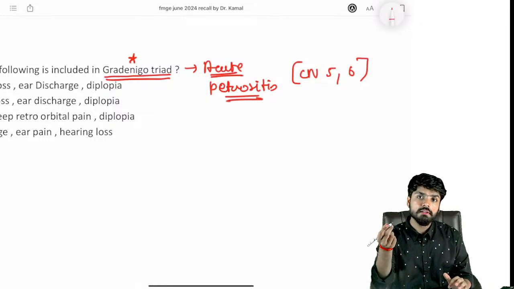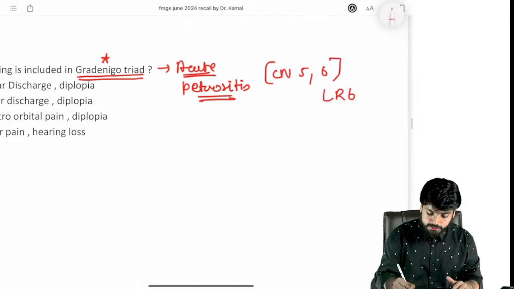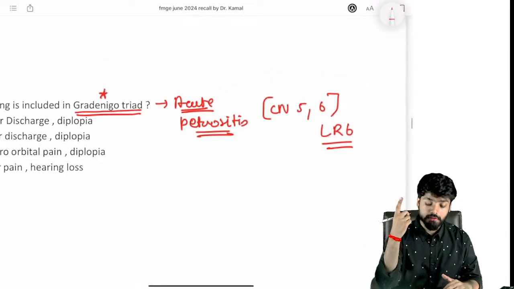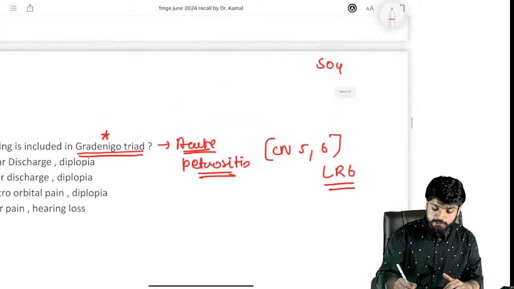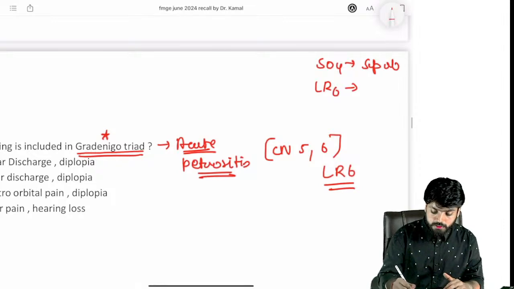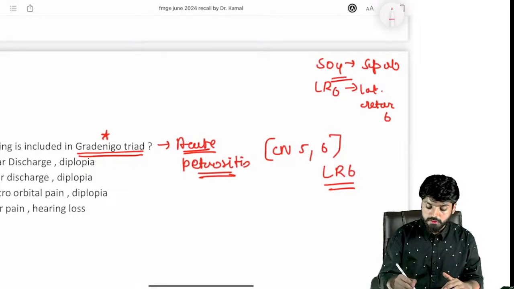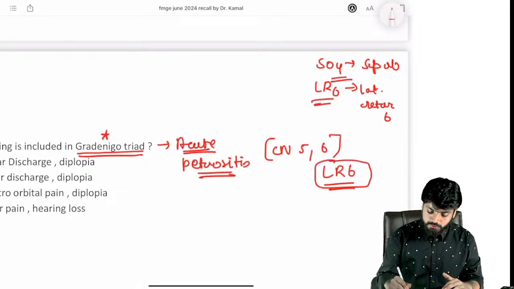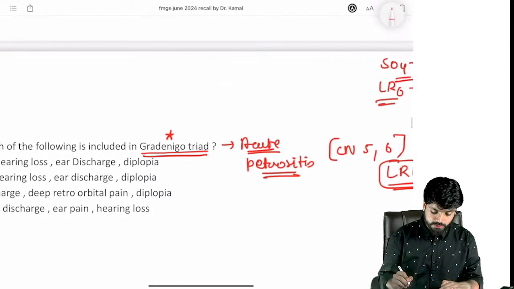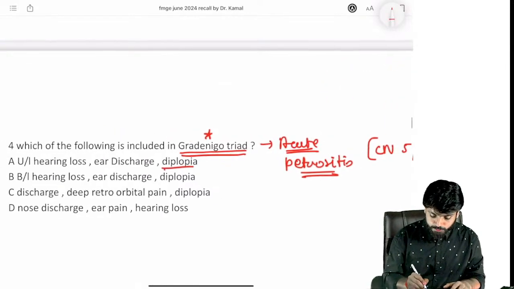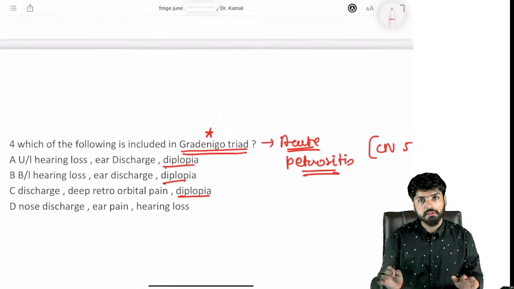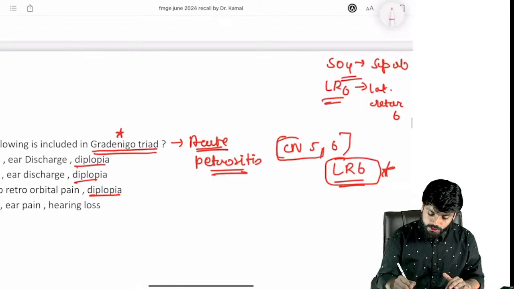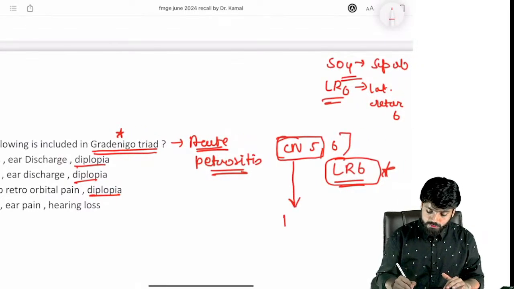Cranial nerve 6 is LR6. Remember the ocular muscles? We remember it like SO4, LR6. That is, the superior oblique is supplied by cranial nerve 4, and the lateral rectus by cranial nerve 6. So the patient will have pathology related to LR6. Straight away we can see in 3 options: diplopia, diplopia, diplopia. It's given. Now we're going to take help from cranial nerve 5.